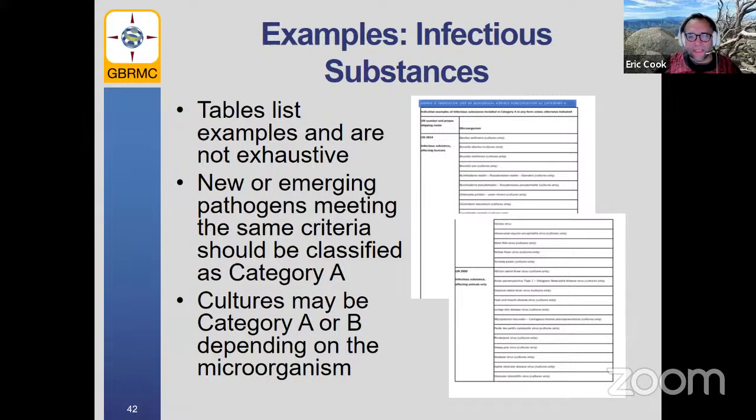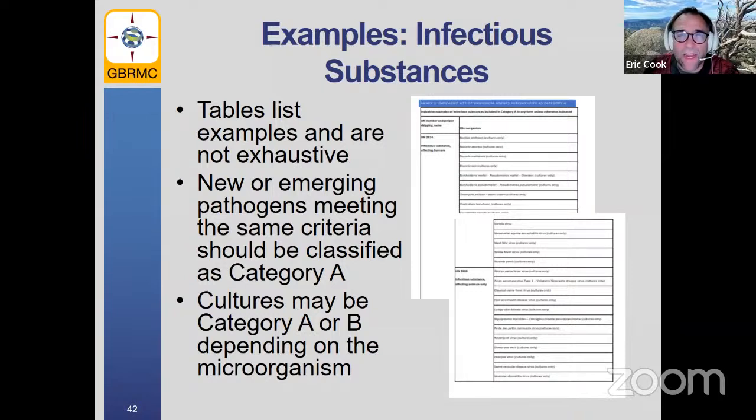So some things to remember with this particular list: the table is just examples. It's not exhaustive. Now, this table was first created, I think, around the year 2000. And since that time, the table has not changed. They've not added anything new to it. And so you'll notice there is no SARS, not even SARS-1. So SARS-CoV-1 or MERS or SARS-CoV-2 are not on this list. In fact, any emerging pathogens that have come out since the year 2000 are not even listed here. That doesn't mean that they shouldn't be category A or category B. Remember, these are just examples. So new or emerging pathogens meeting the same criteria should be classified as category A. Cultures may be category A or B depending on the microorganism.